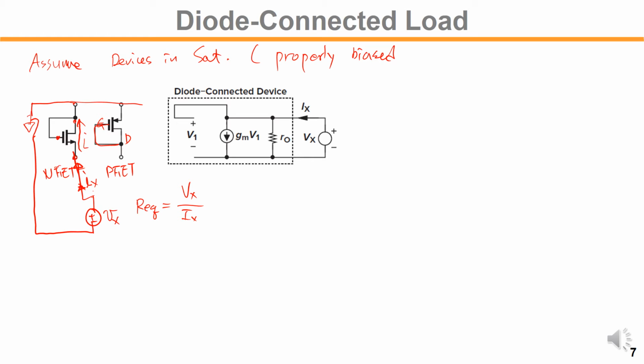If there is the current variation Ix there, the voltage difference will happen between gate and source, that is Ix over Gm. This node is 0 volt AC ground. We know that the Vx is equal to what? From this equation, Ix over Gm. That leads us to the equivalent small signal impedance, Req equal to Vx over Ix equal to 1 over Gm.